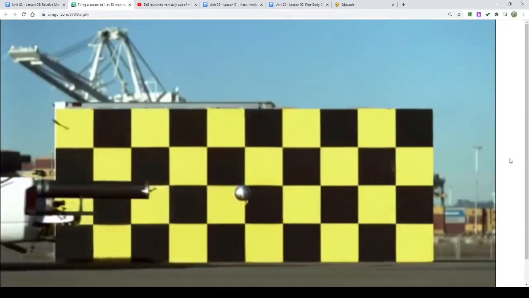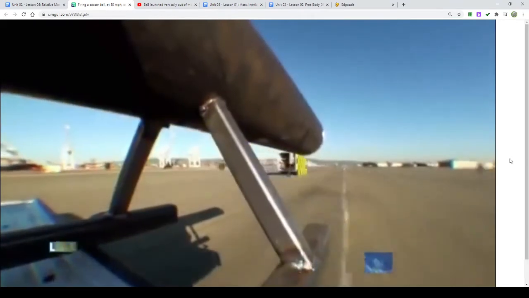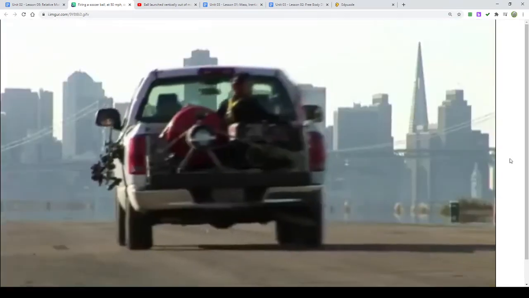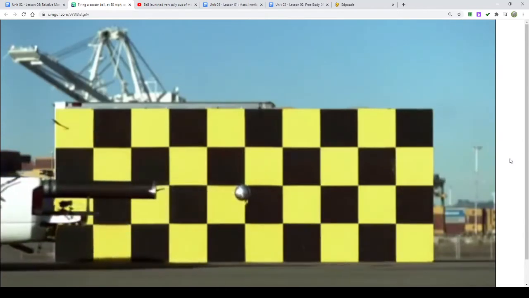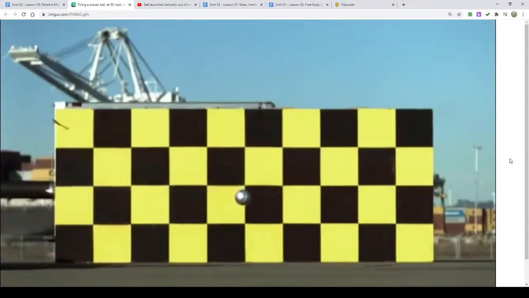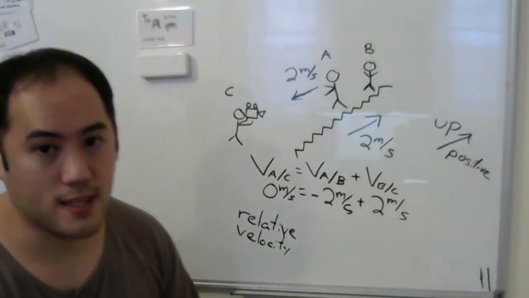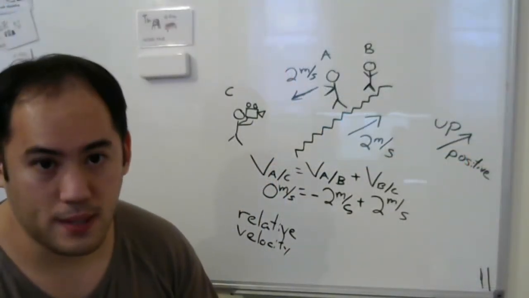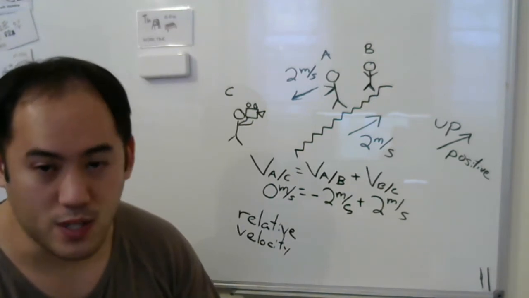Because its vector resultant velocity is the velocity of the cannon plus the velocity of the truck. Or to be specific, it's the velocity of the cannon relative to the truck plus the velocity of the truck relative to the ground, which is 0. So there's an example of relative velocity. That was a 1D motion problem. We're talking about vectors, so it works for 2D also.